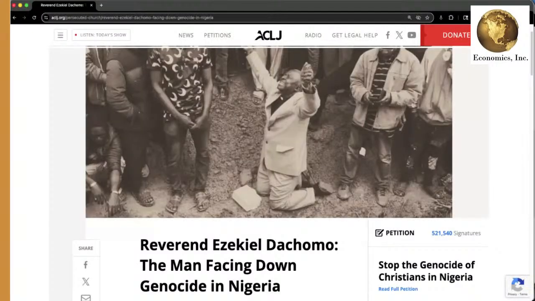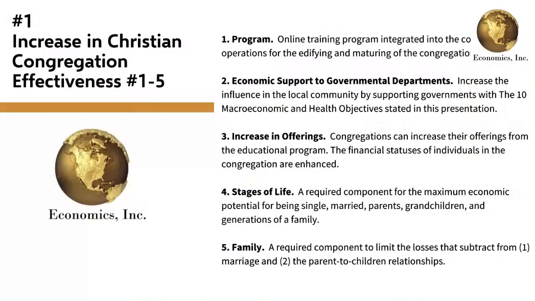So this man right here, Reverend Ezekiel, has cried out to God Almighty, the Most High God. And so we want to just be a part of helping this man's prayer and offering online training and resources. So how are we going to help the Christian congregations in Nigeria? Well, we have online training that they can access to edify the saints.